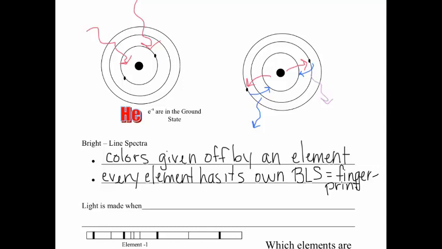So light is actually made when electrons fall back to the ground state from the excited state. Notice that when I drew in these colors that were emitted, I did it based on when it fell back to the ground state. So really important that you understand that. Light is made when electrons fall back to the ground state.